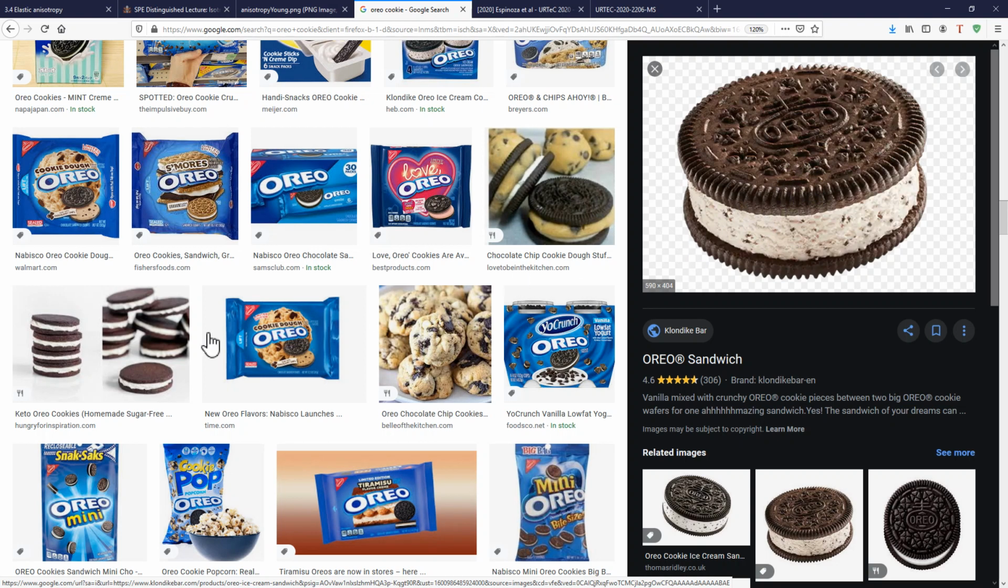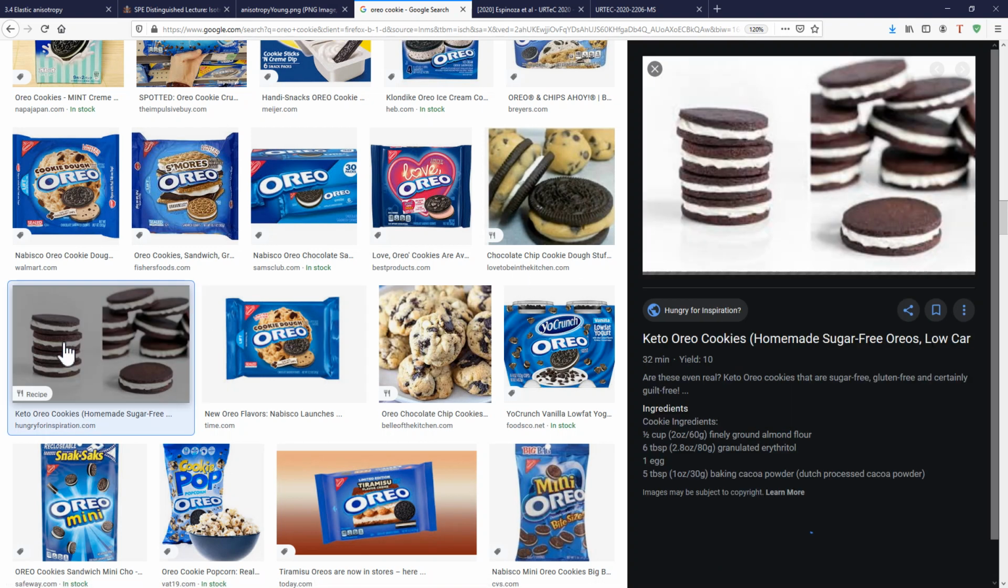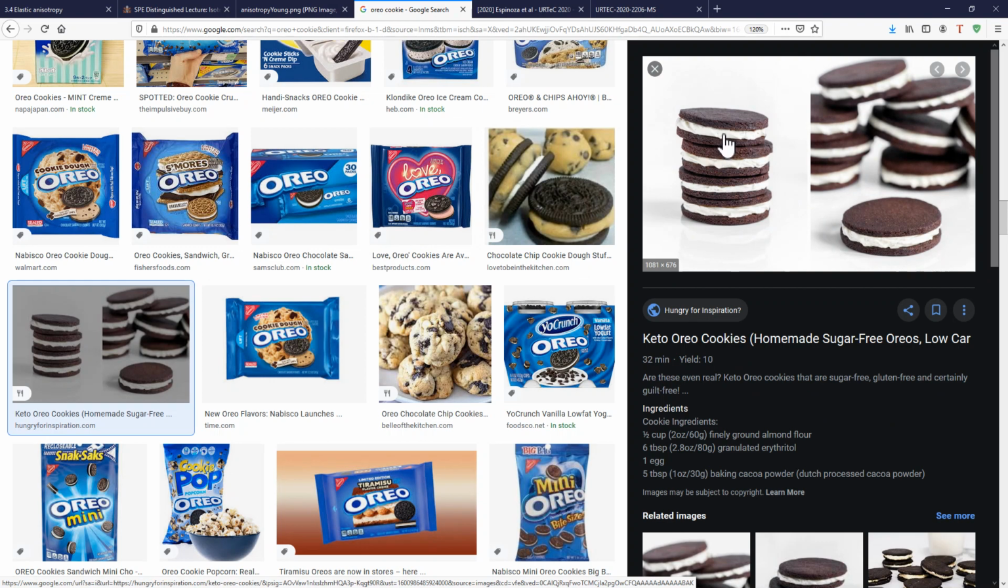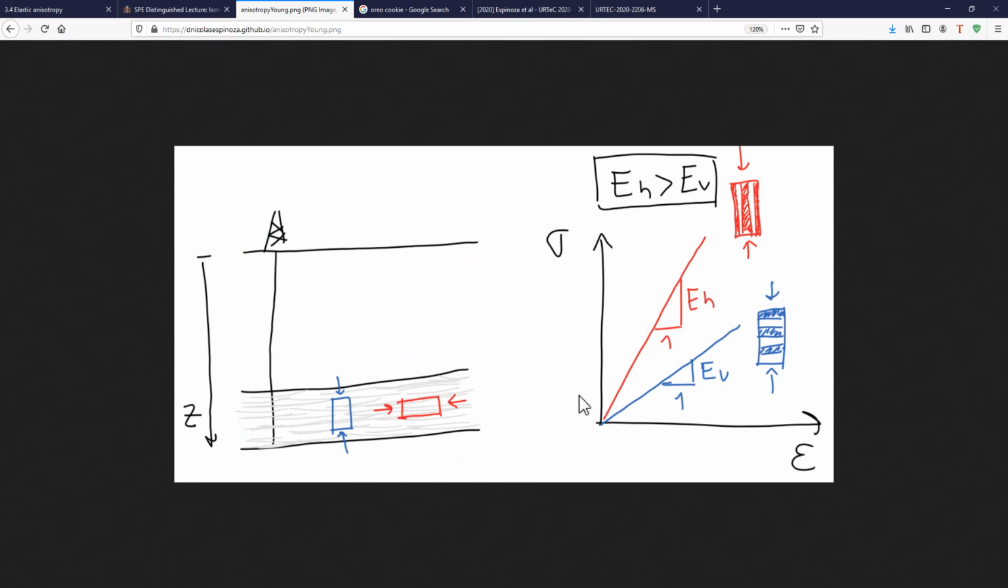Now let's take the cookie here to this stack. When you have stacks of alternating soft and stiff layers, usually the vertical compressibility or stiffness is controlled mainly by the soft part. And that's what happens with shales too. And that's why the vertical Young modulus is usually lower than the horizontal Young modulus.